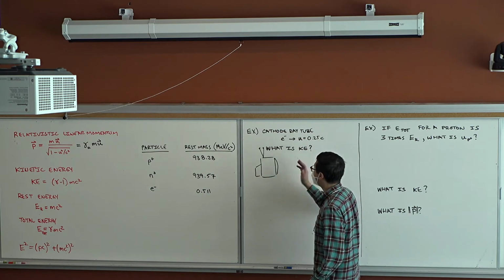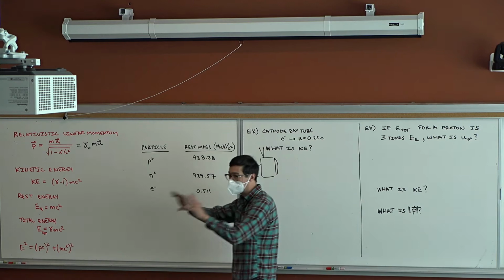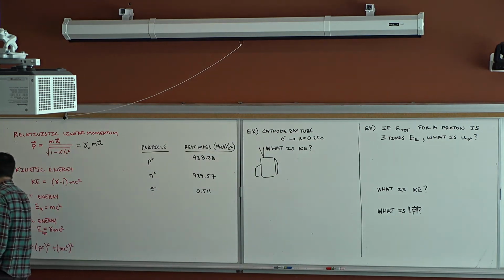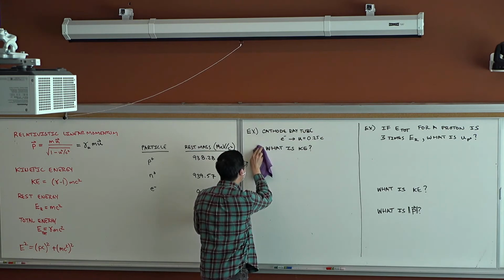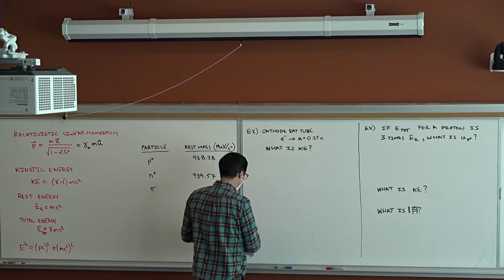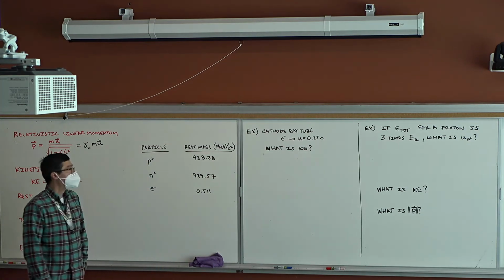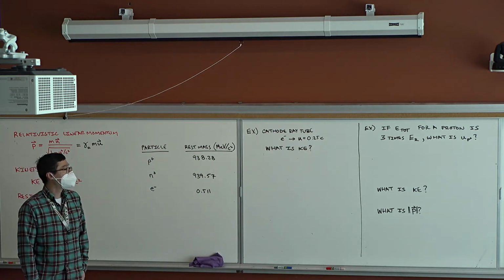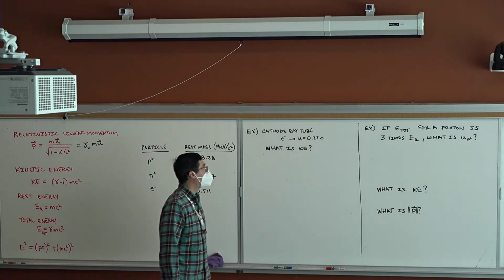But the thing that we're talking about is just the cathode ray part, the thing that's firing the electrons at high speeds. And so in this problem, we have a cathode ray tube that is firing electrons with a speed of 1/4 the speed of light. We want to know what the kinetic energy is.